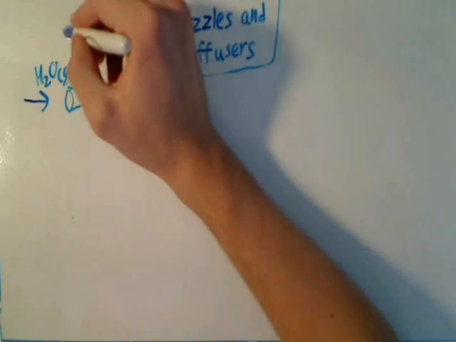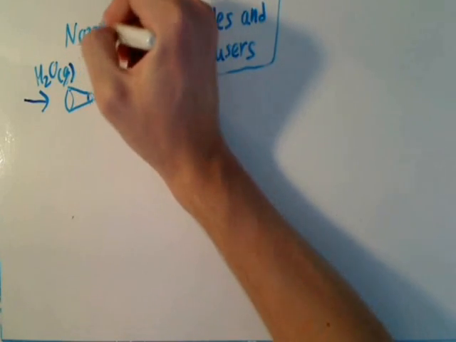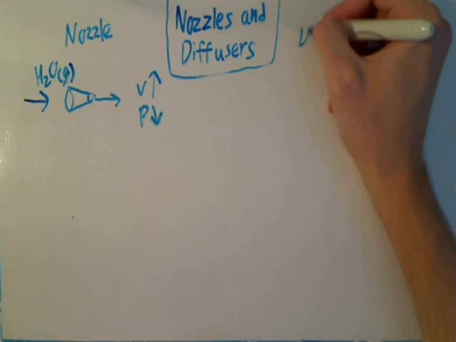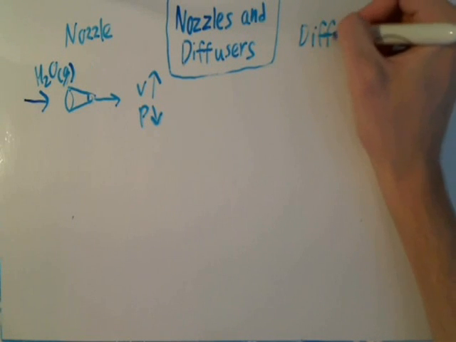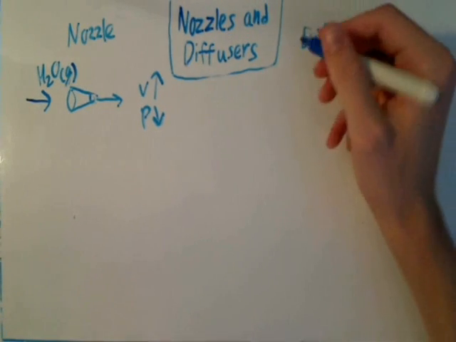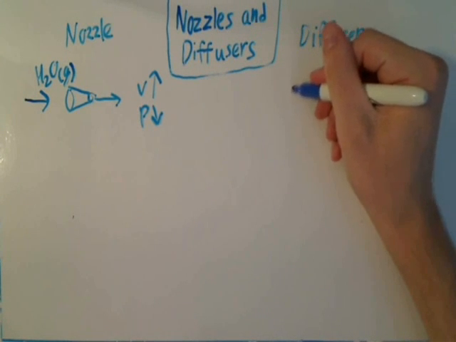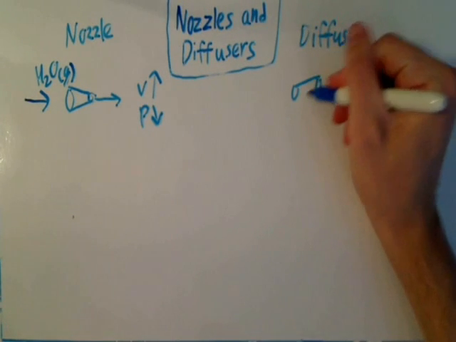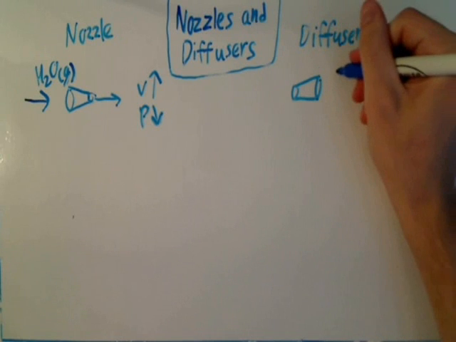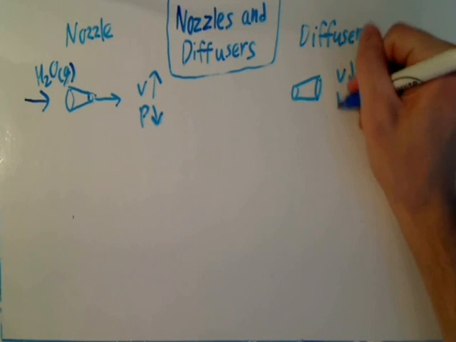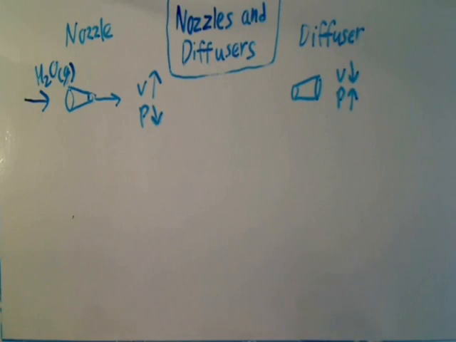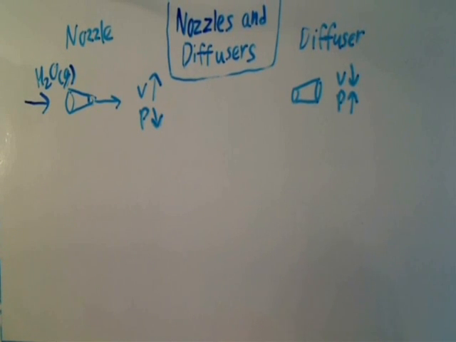And what a diffuser is, so this is a nozzle, a diffuser does the exact opposite. A diffuser starts off small and gets bigger. Velocity goes down, pressure goes up. So really, when working with them, they're interchangeable. They're pretty much the exact same. We do the exact same equations and work with both of them. The exact same assumptions can be made.